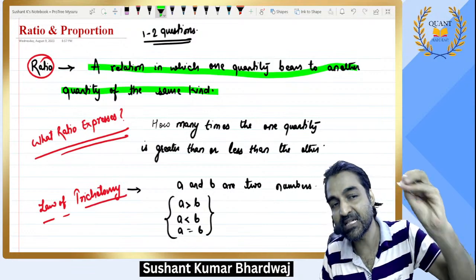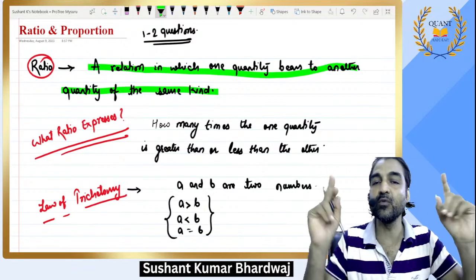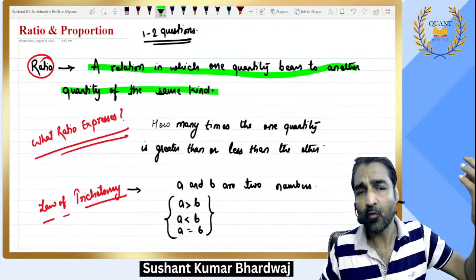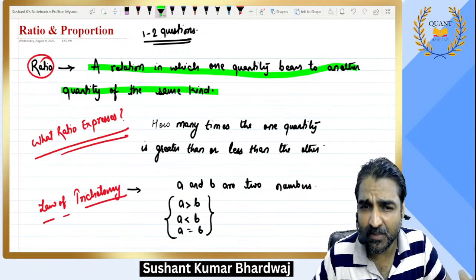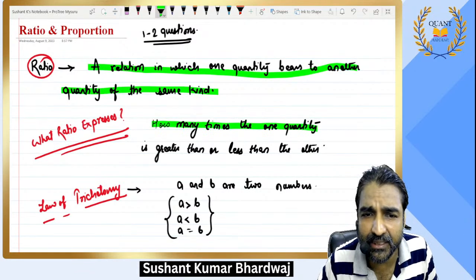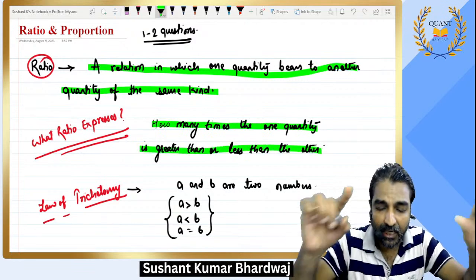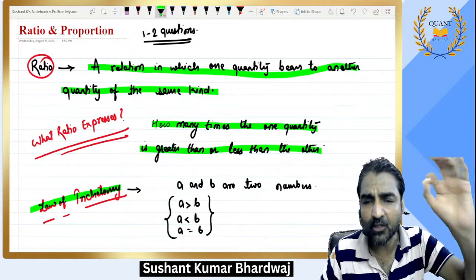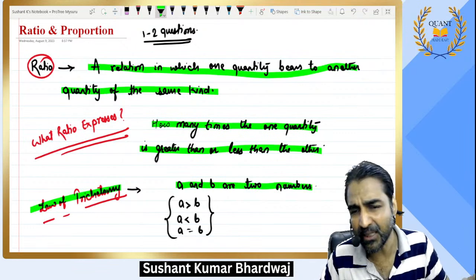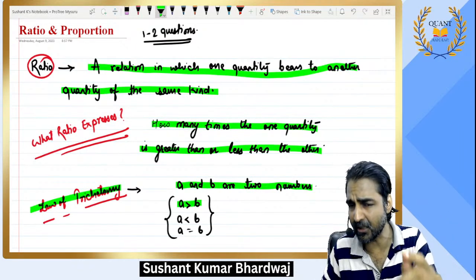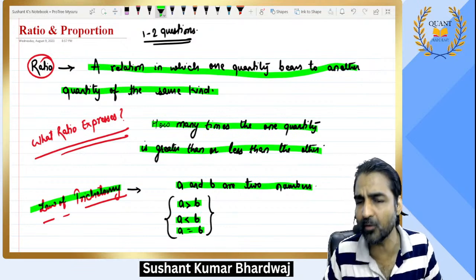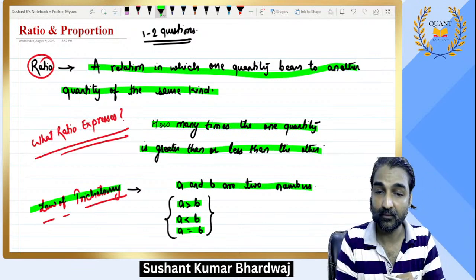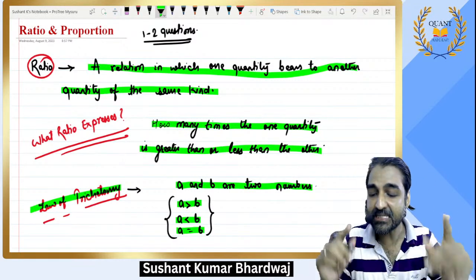So we have discussed the definition of ratio, a relation in which one quantity bears to another quantity of the same kind. The next topic was what ratio expresses: ratio expresses how many times one quantity is greater than or less than the other. Then we discussed the law of trichotomy. If A and B are two numbers, there are only three possible relations: either A is greater than B, A is less than B, or A is equal to B. Remember, A is not greater than B means A is strictly less than B, or A is equal to B.